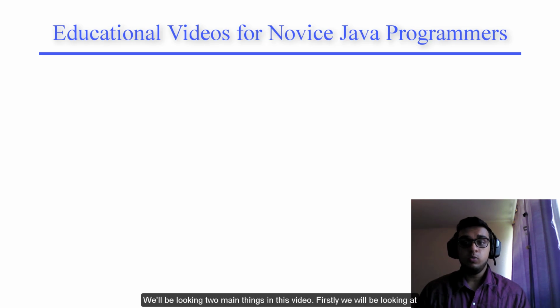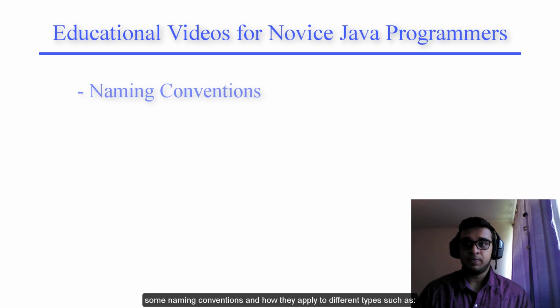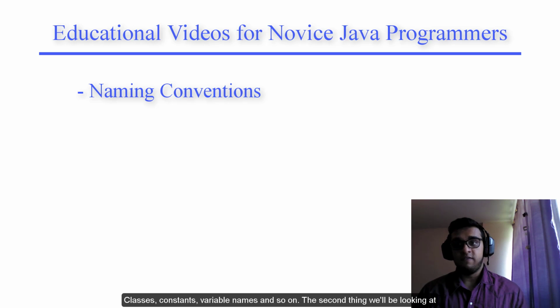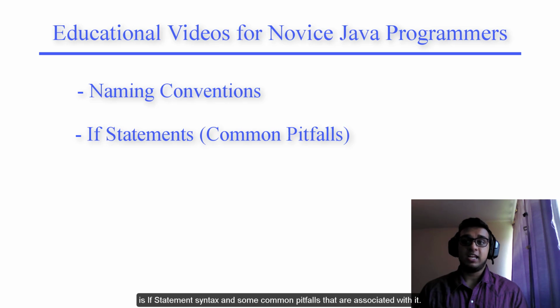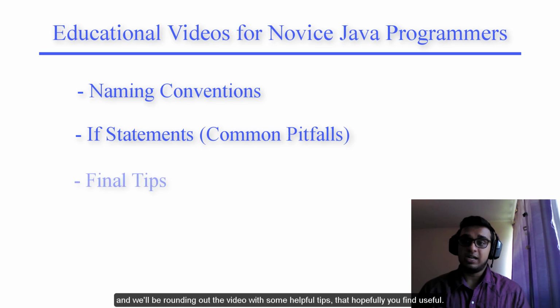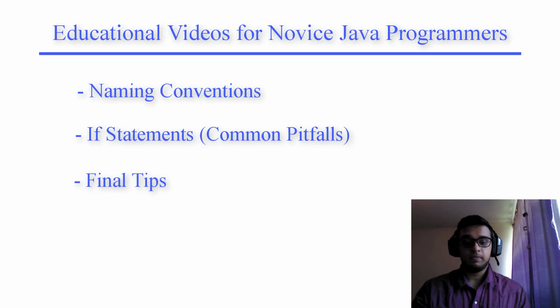We'll be looking at two main things in this video. Firstly, we'll be looking at some naming conventions and how they apply to different types such as classes, constants, variable names, and so on. The second thing we'll be looking at is if statement syntax and some common pitfalls that are associated with it. I'll be rounding out the video with some helpful tips that hopefully you find useful.